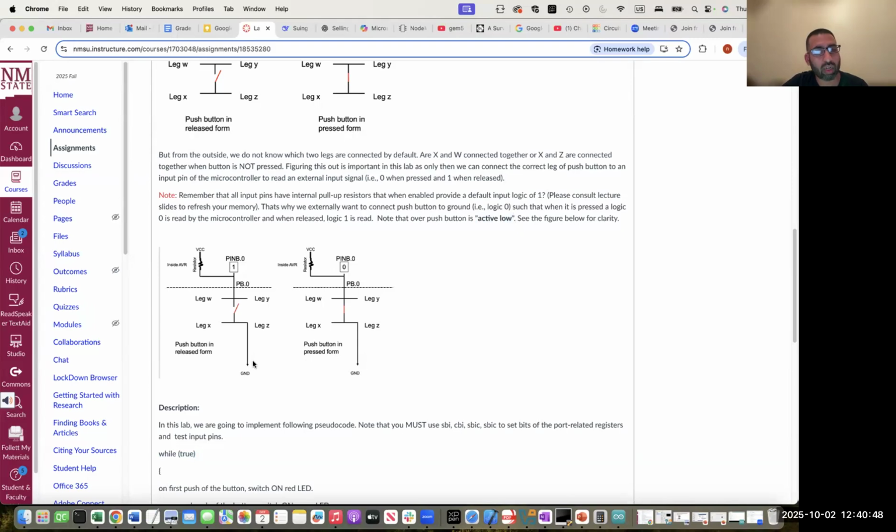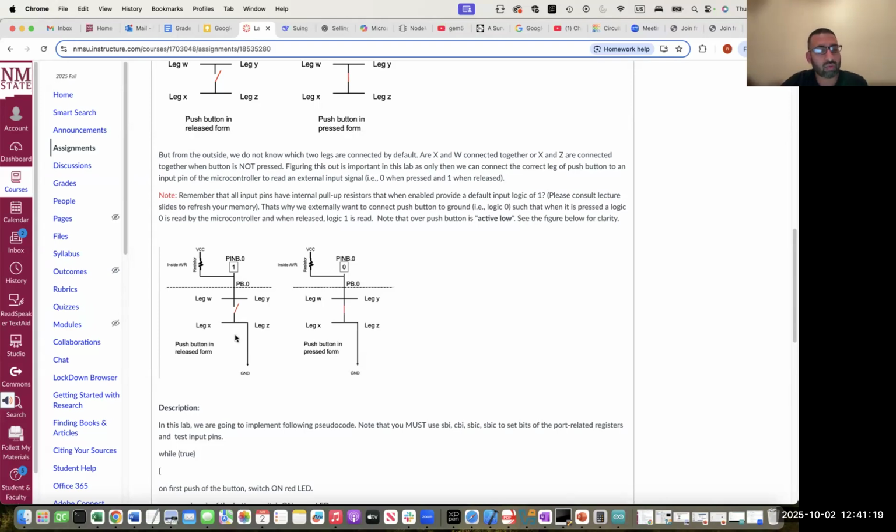And again, it also highlights why it is important to understand which legs are internally connected with each other. For example, if we misunderstand that and connect leg X with the pin B0 and we have ground on leg Z, then irrespective of whether you push the button or not, you will always have an input of 0, and this is not the behavior we want, right? That's why we need to know which two legs are paired with each other or coupled with each other.